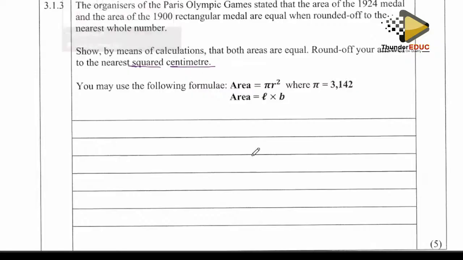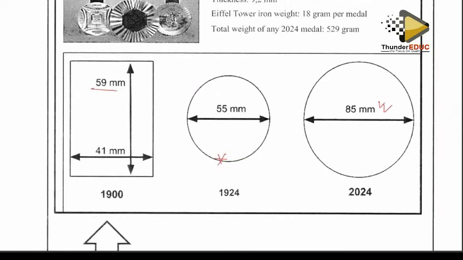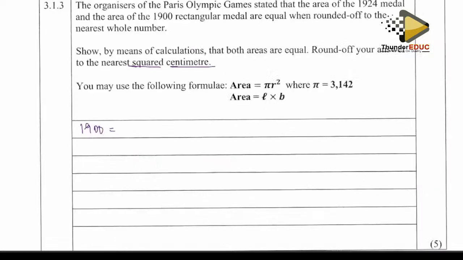Remember, we are equating. That means you're going to find the area of the circular one and find the area of the rectangular one. So let's look at that. We shall start with the area of 1900. So 1900 is 59 millimeters by 41. First and foremost, the 59 has to be divided by 10 times the 41 also divided by 10. Why am I dividing by 10? I need them to become centimeters. So simply meaning it's 5.9 times 4.1.